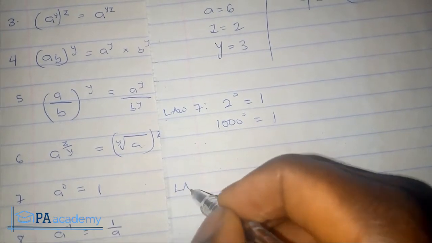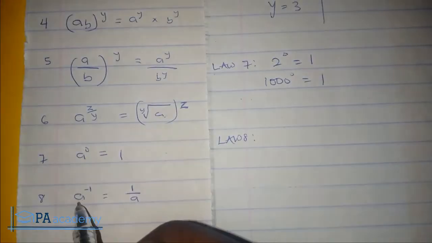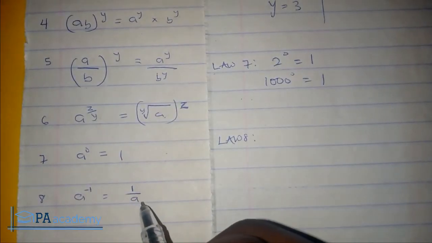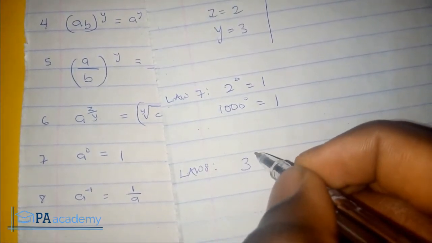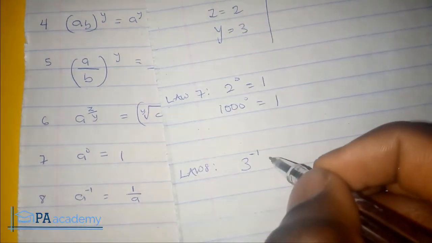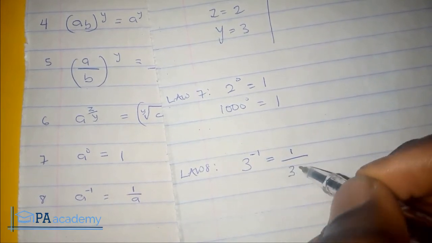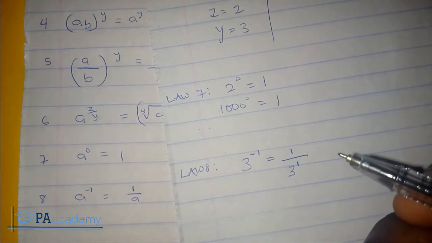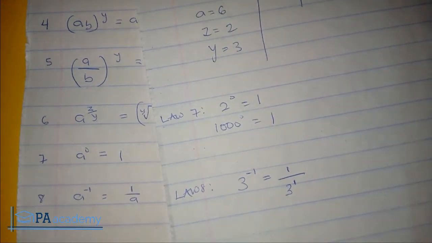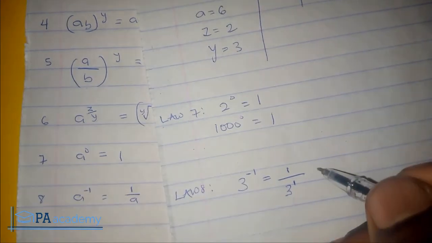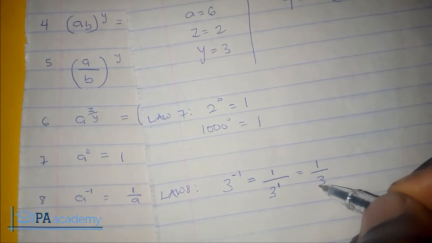So for law 8, it says a raised to power minus 1 is equals to 1 over a. What's this saying? That means if you have 3 raised to power minus 1, you can write it as 1 over 3 raised to power 1. The minus will no longer be there. Since we have raised to power minus 1, you can just write it as 1 over 3.